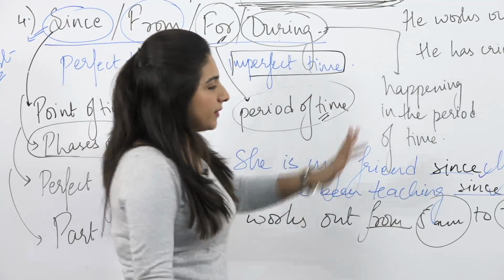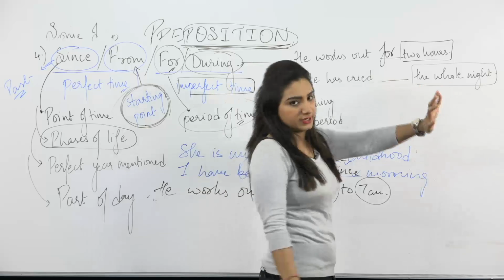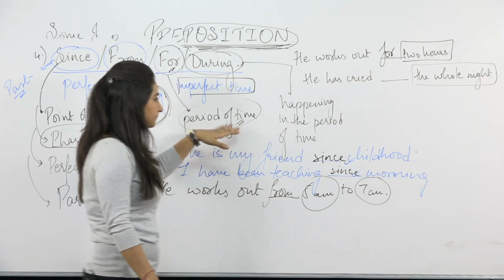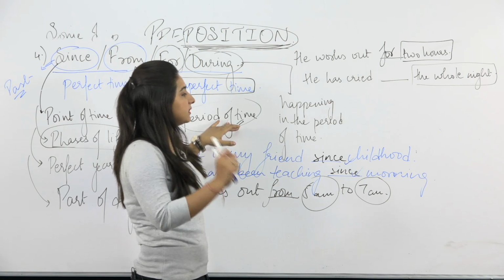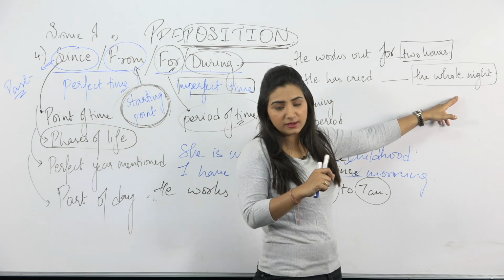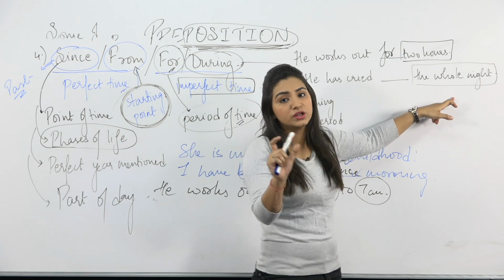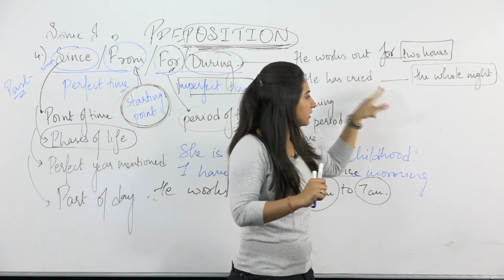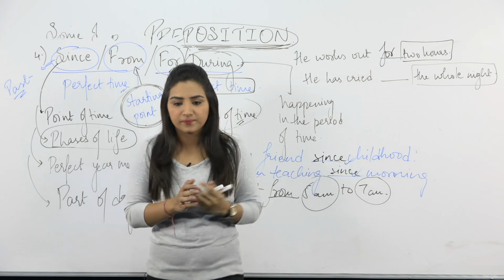Okay, now tell me here, he has cried dash the whole night. Okay, the whole night, it's a period of time and we are saying that something is happening in the period of time. What happened in this period of time? In this period of time, the whole night, what happened? He cried. So what should be placed here? He has cried dash the whole night.